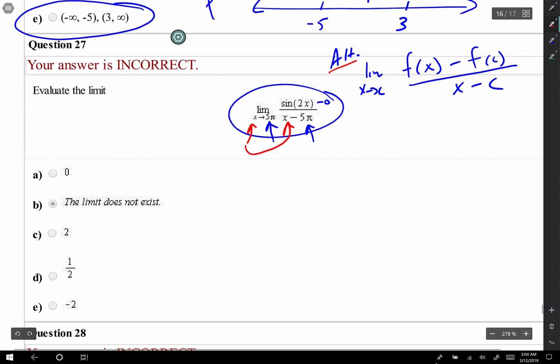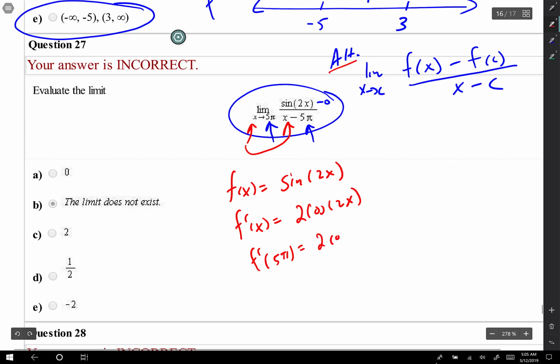So I'm going to write limit. Wait, I'm not going to write limit. I'm going to write derivative. My function is sine 2x. And I'm going to take my derivative and plug in a 5 pi. F prime of x equals, the derivative of sine 2x is cosine 2x times 2. So 2 cosine, if I put a 5 pi in there, that becomes 10 pi. So that becomes 2 times cosine of 10 pi.